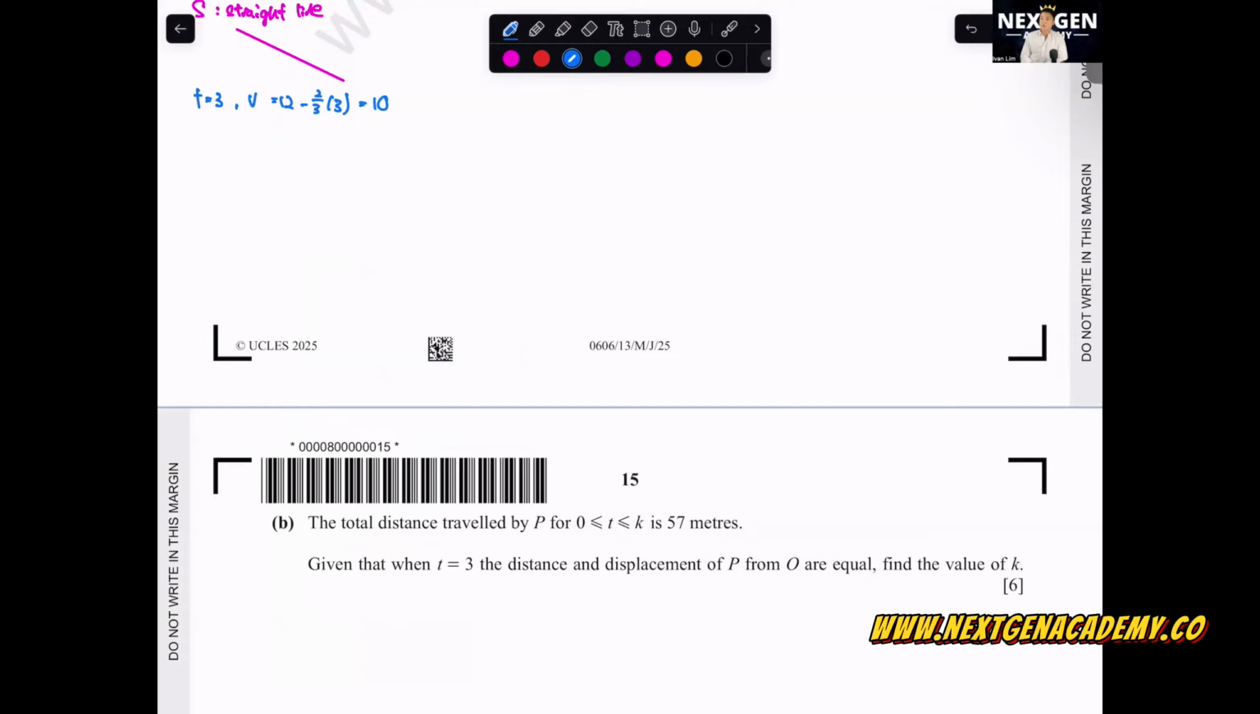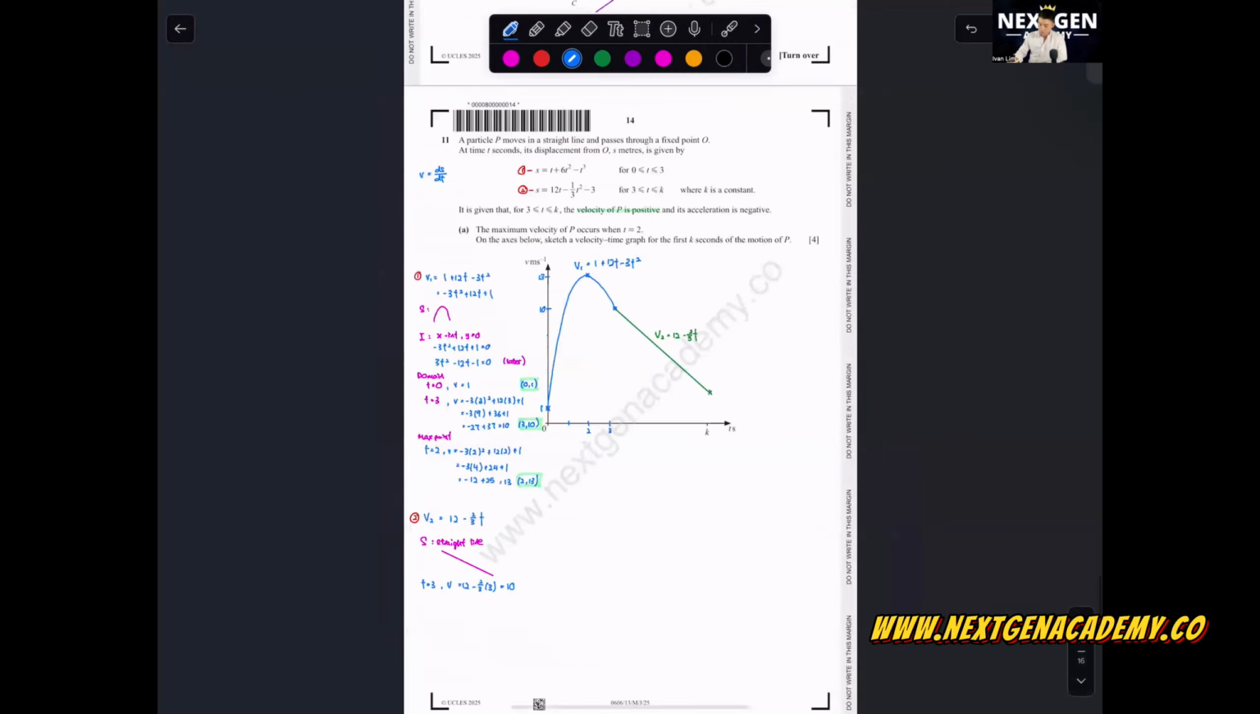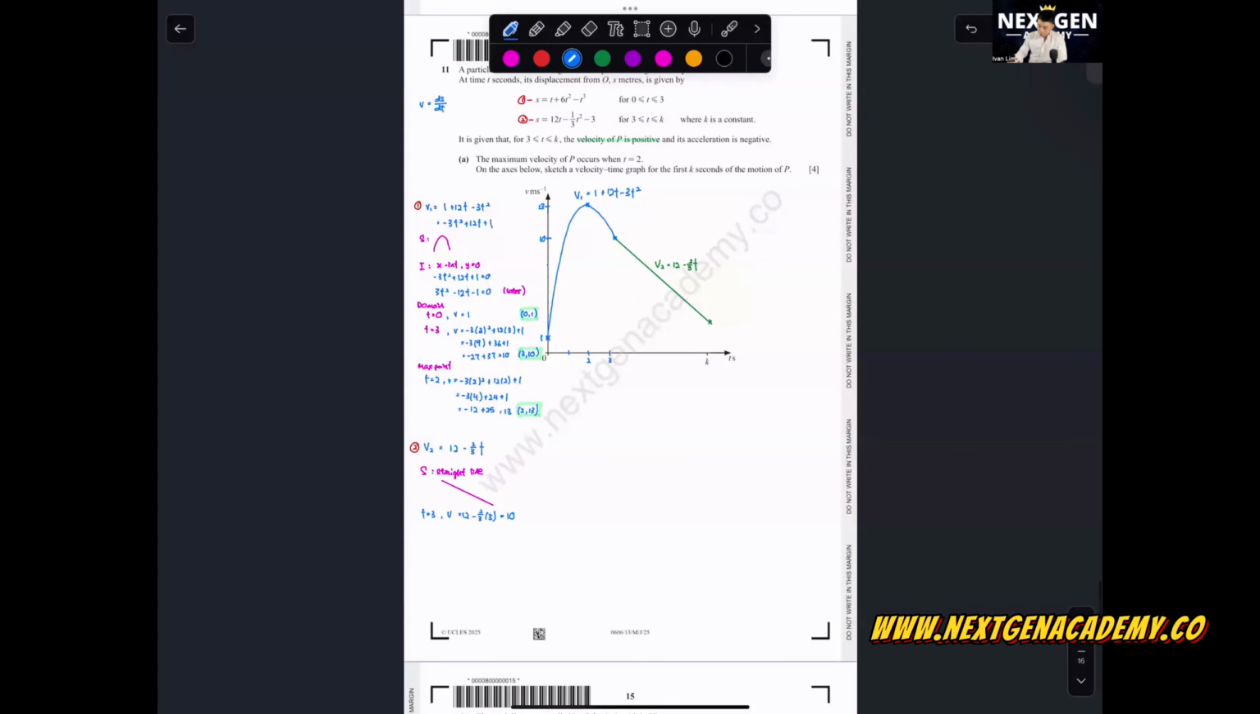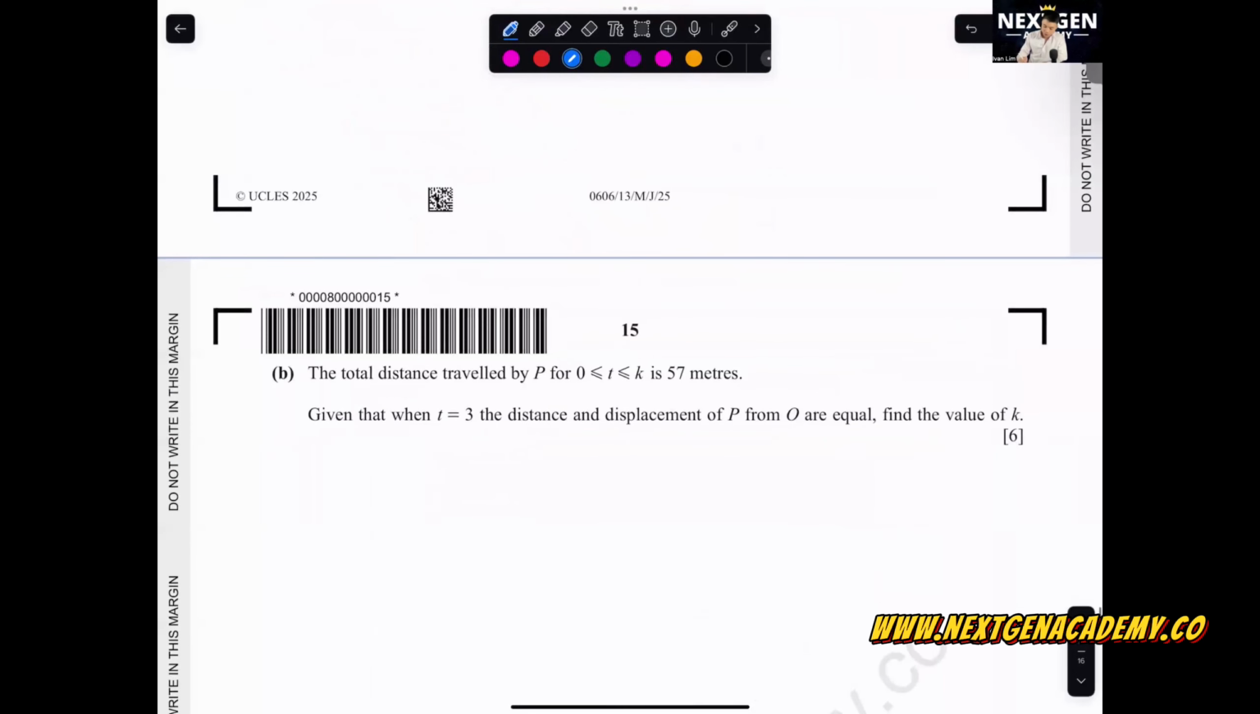Okay, what do we do for this one? We got two different distances, right? Let's write down the equation first. We got S1 and S2. So I'll write here S1 equals t plus 6t squared minus t cubed. The second one, 12t minus 1 over 3 t squared minus 3. This is from 0 to 3. This is from 3 to k.